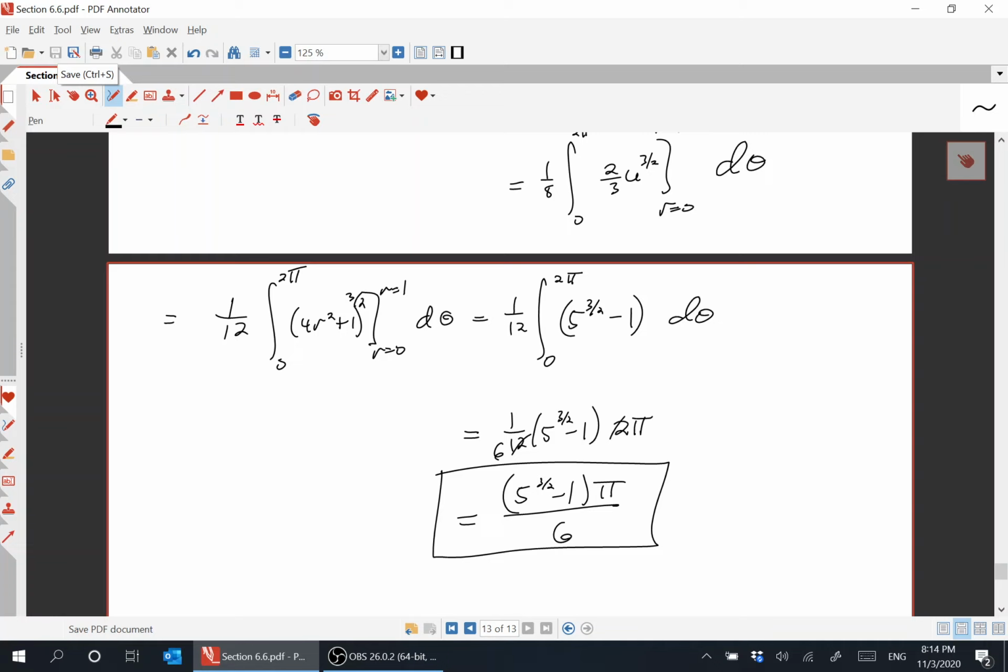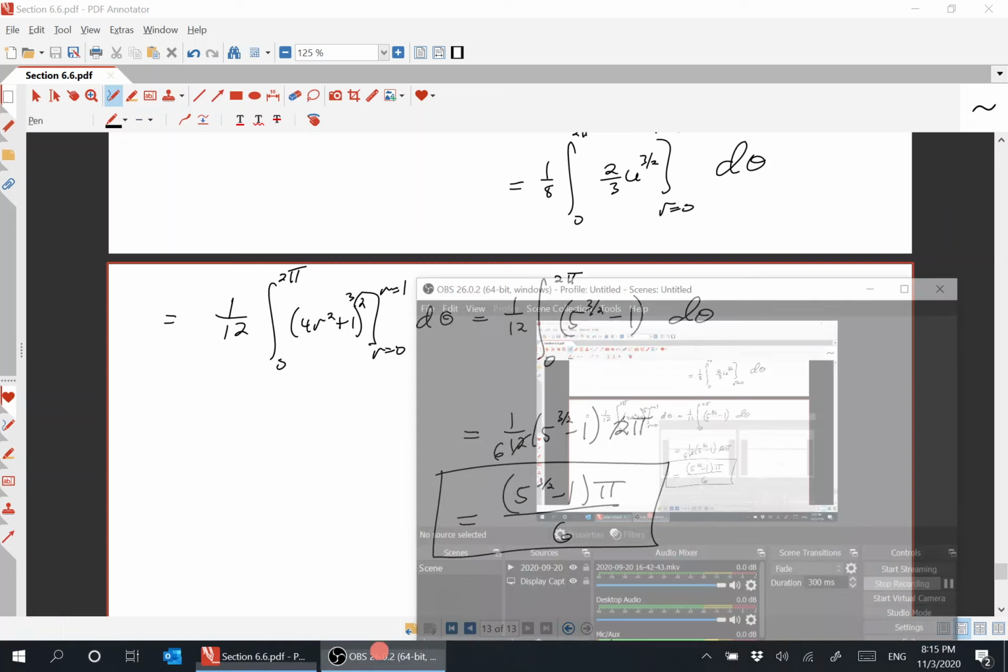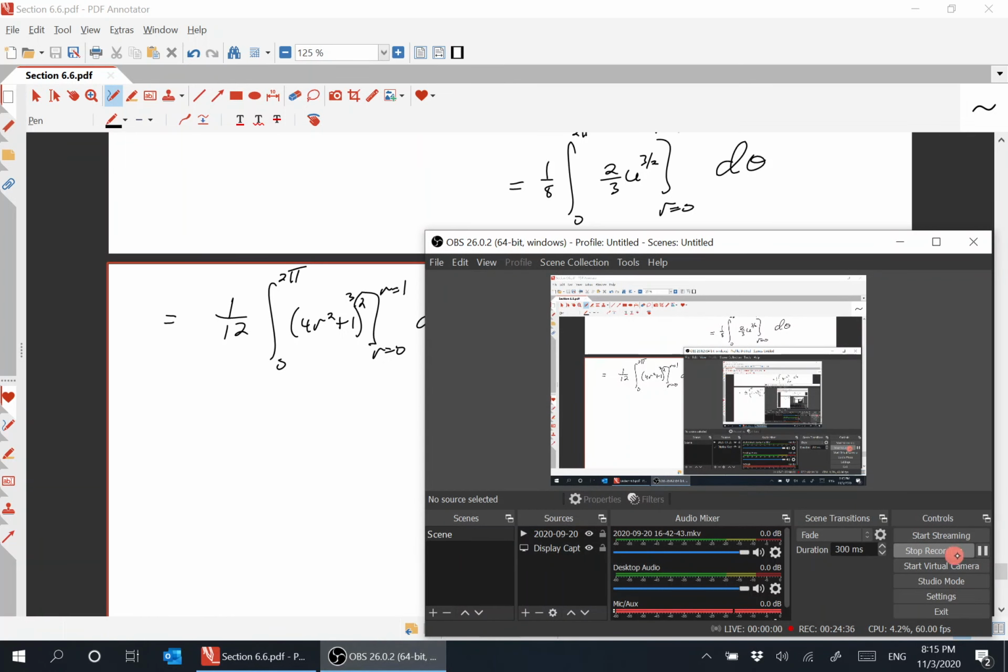Okay, so this surface integral allows you to do a surface area calculation, just like the line integral allows you to do an arc length calculation. So this is the end of the lecture on section 6.6 part 2. Next time in part 3, we will do the vector surface integral. But this is enough for now. It's quite a bit of material. Okay, so I'll stop the lecture there.